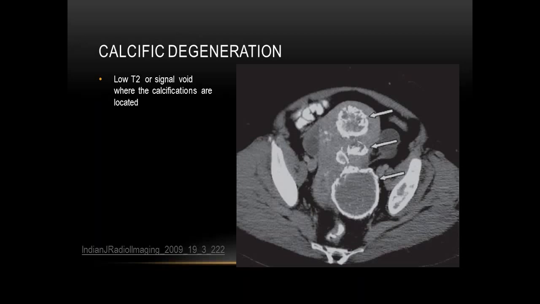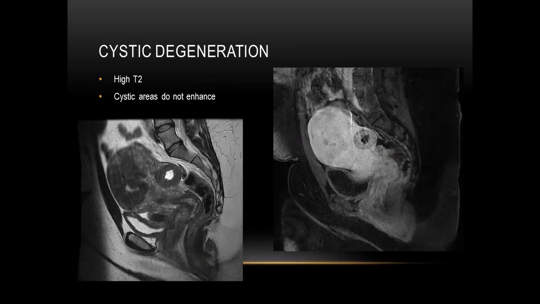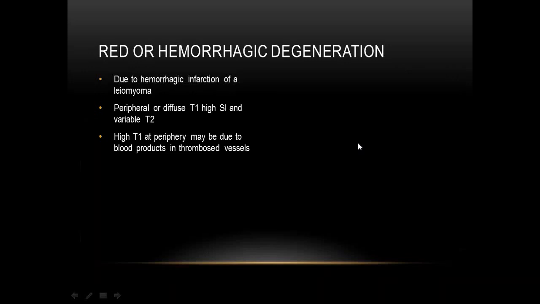This is a calcific degeneration, which we see oftentimes on CT. I couldn't find an example with MRI, but you could imagine there is T2 dark or signal void on our T2 weighted sequences. This is cystic degeneration. There is high T2 signal here, and then the cystic area does not enhance on post-contrast.